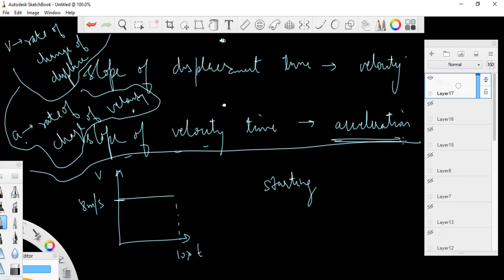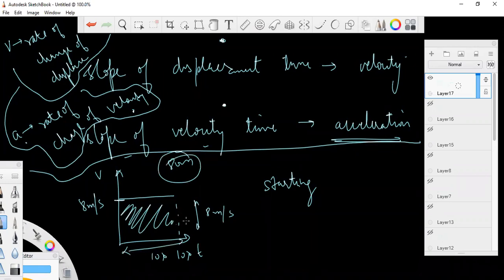So here, the object is traveling with 8 meter per second and it is constant velocity, that means every second the object is traveling 8 meters. Is that right? So in 10 seconds, how much will it travel? 80. And 80 meters is the area under this curve, right? This is 10 seconds, and this is 8 meter per second. If I multiply these two, the unit will be meters and the value will be 80. This will be 80 meters.